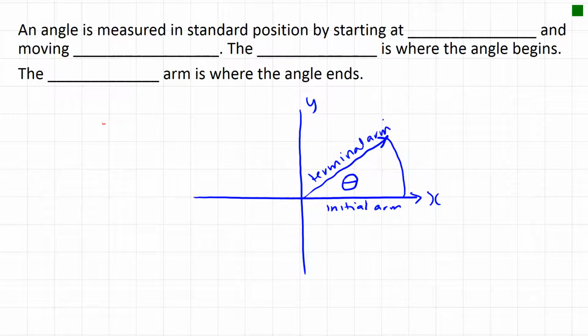So an angle is measured in standard position by starting at the x-axis, the positive x-axis, and moving counterclockwise. The initial arm is where the angle begins, and the terminal arm is where the angle ends. And often we use Greek symbols to indicate the angle size.